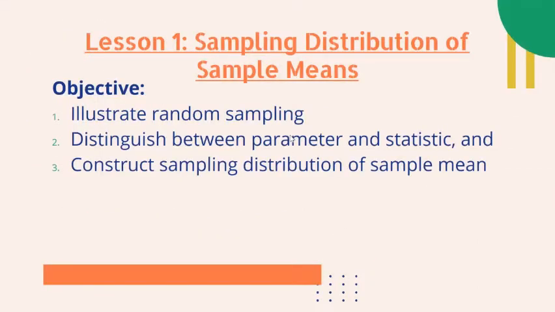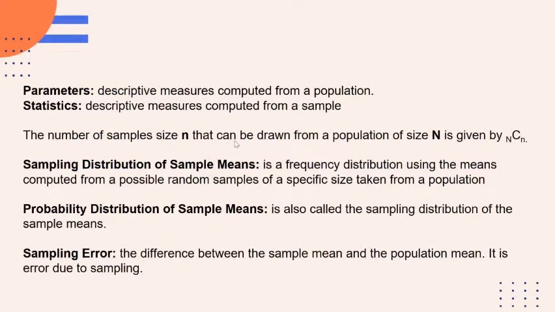For our first lesson, our topic will be sampling distribution of sample means, and our objectives are to illustrate random sampling, distinguish between parameter and statistics, and construct the sampling distribution of the sample mean. Researchers use sampling if taking a census of the entire population is impractical. Data from the sample are used to calculate statistics, which are estimates of the corresponding population parameters.